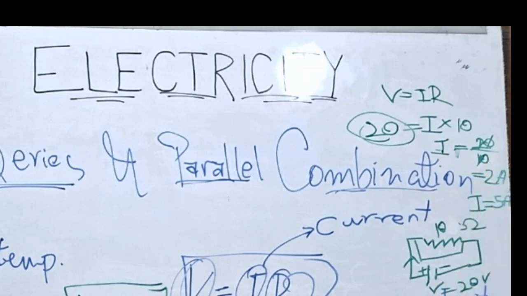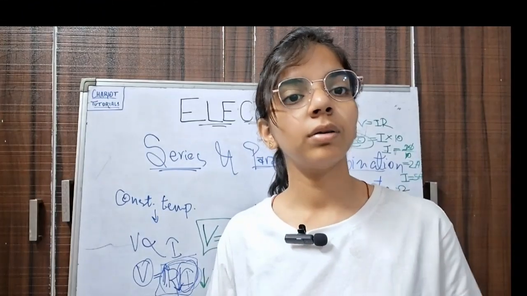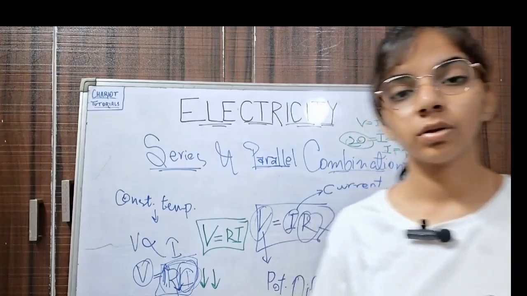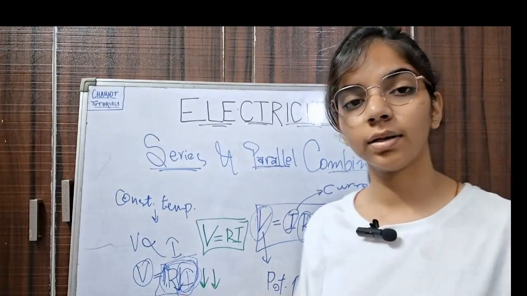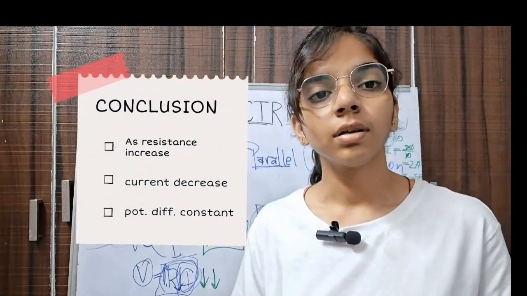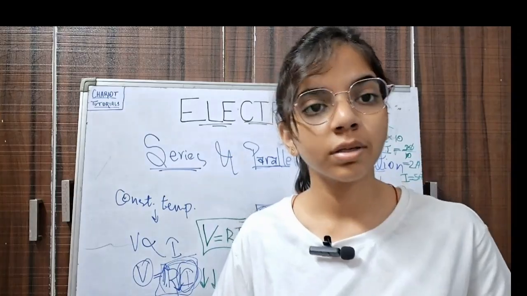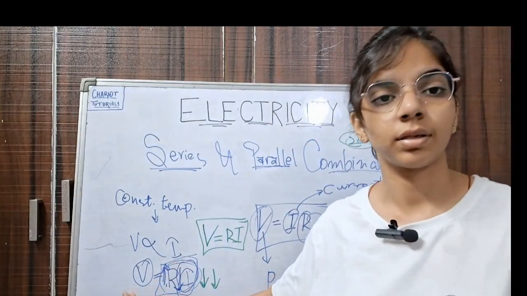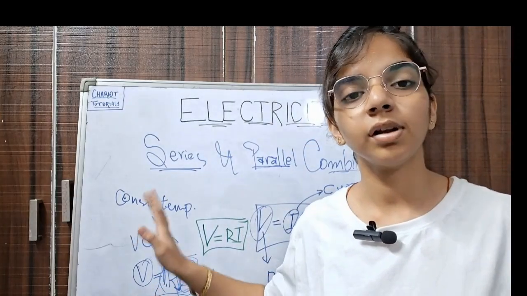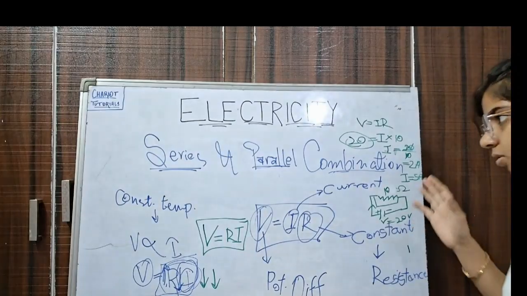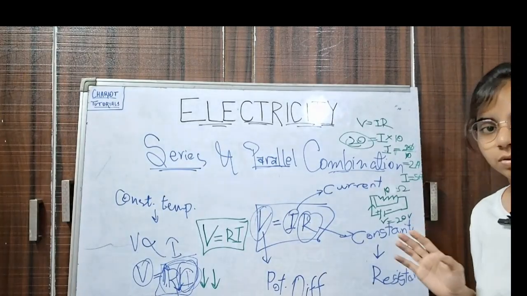देखा आपने? For the same potential difference, as we reduced the resistance, the value of current increases. This is what we actually conclude from Ohm's law, that as the resistance in the circuit increases, the current obtained will decrease because the potential will remain constant. Right? The potential difference will remain constant. So this is all about Ohm's law.